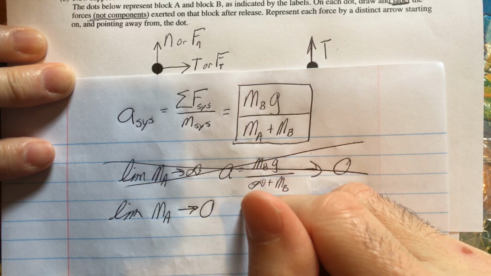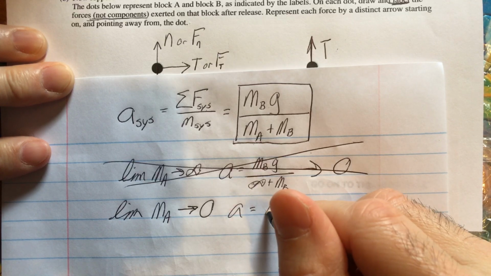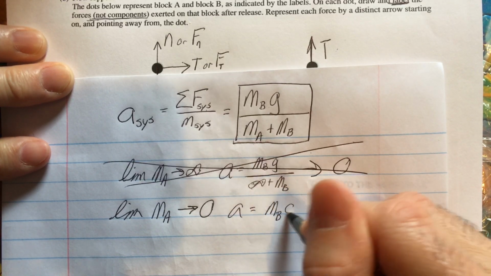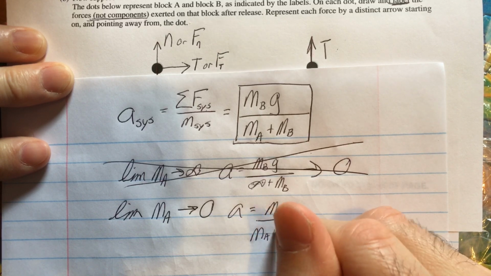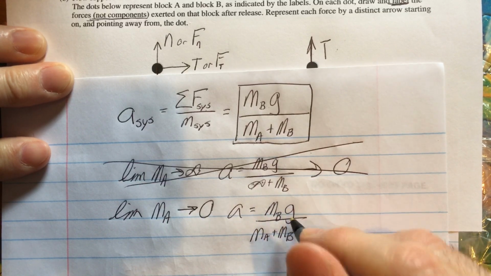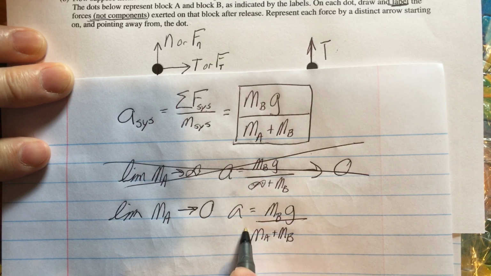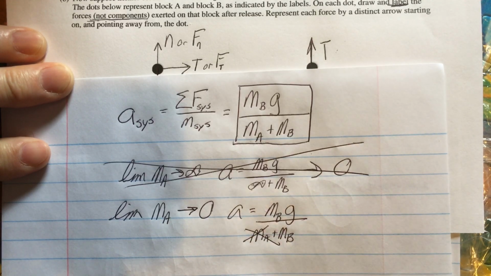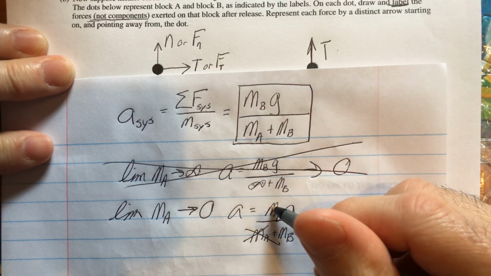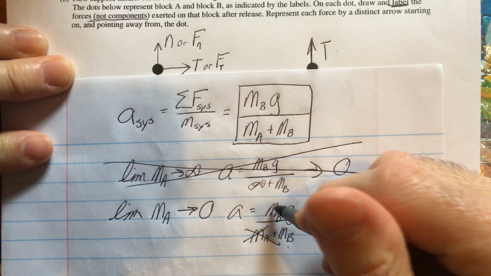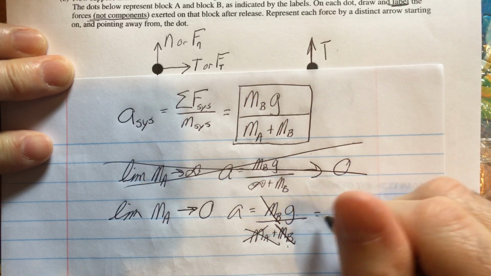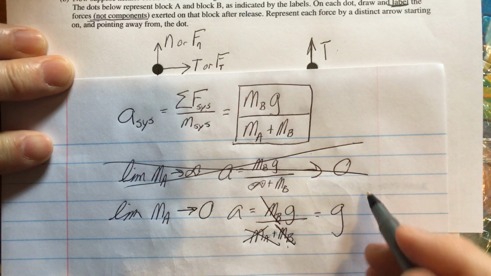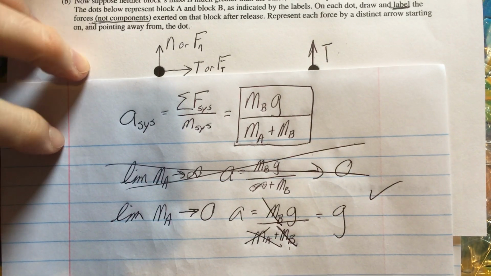So let's look at that equation again. We would have MB times g over MA plus MB, right? Well, as this goes to 0, as that becomes insignificant, you get mass B times g divided by mass B, which is just g. So it does check out.